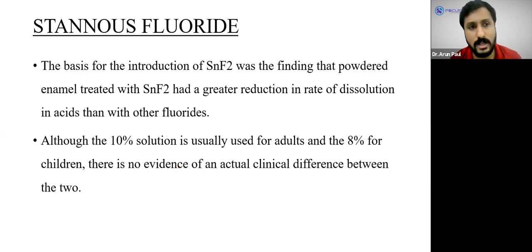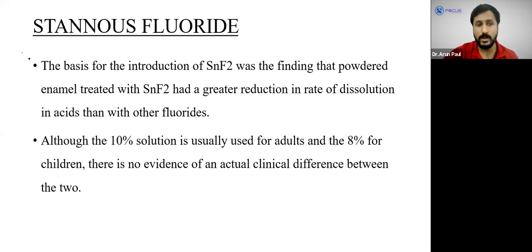Now next is your stannous fluoride. So we saw that there are some limitations of sodium fluoride. All the generations of these topical fluorides are a result of some of the limitations which were encountered during the previous generation. So to overcome the limitations sodium fluoride has, they developed something called stannous fluoride. The stannous fluoride comes in two concentrations.